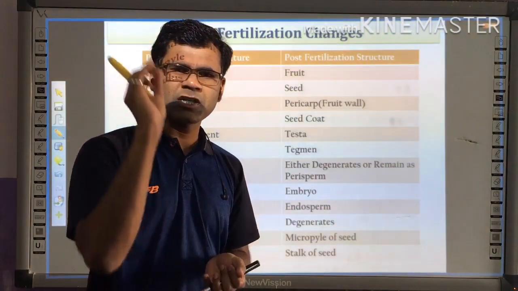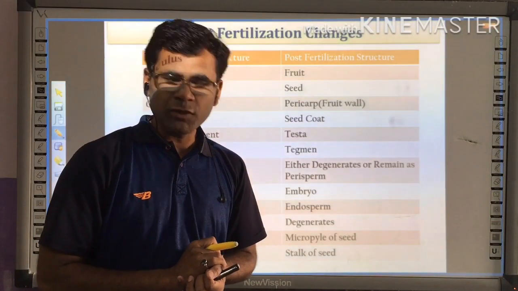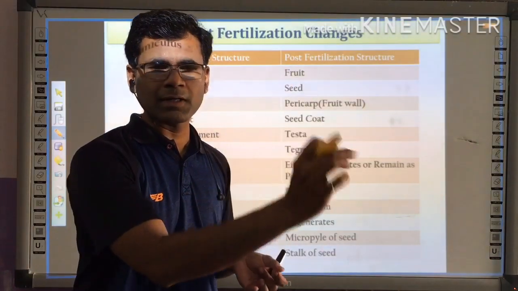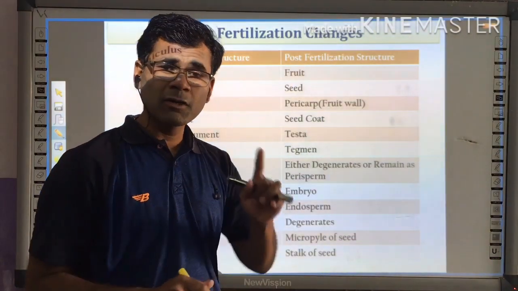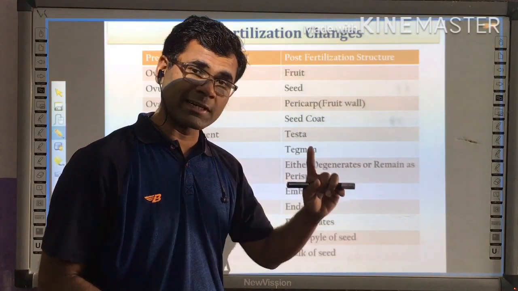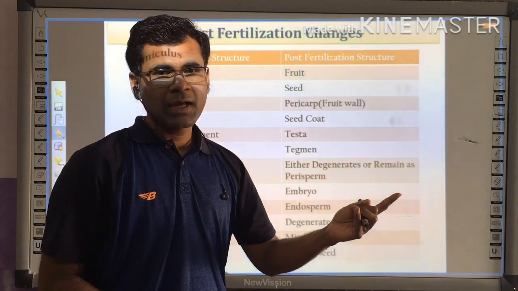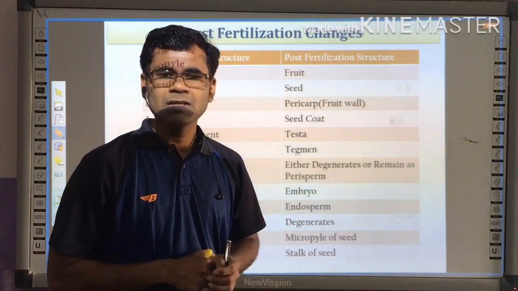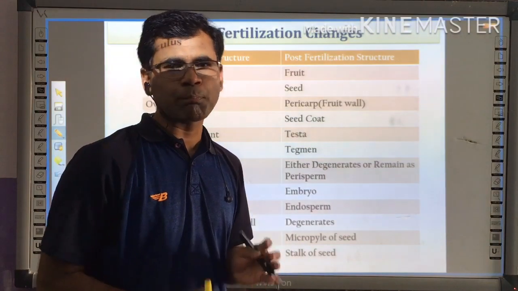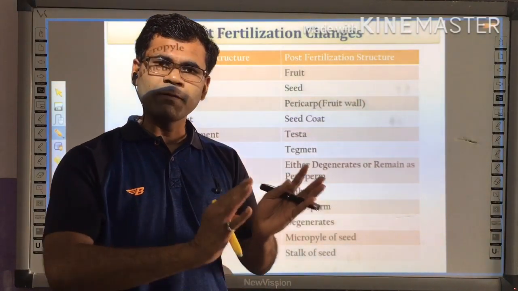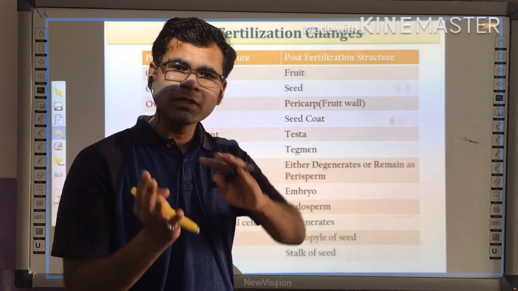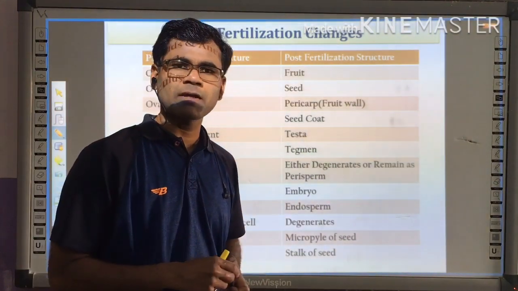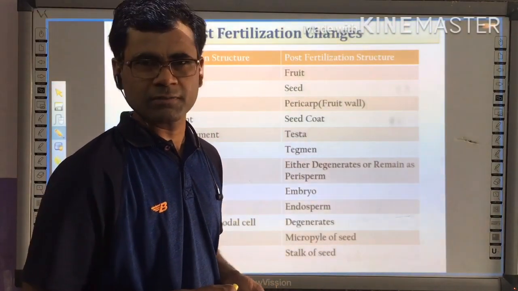Once double fertilization takes place, in which one male gamete fuses with the egg to form a diploid zygote, and another male gamete fuses with the polar cells to form a triploid endosperm, the scenario of the ovary changes. So let us discuss the various parts of the ovary before fertilization and what happens to them after fertilization. This will be the beginning of the topic of seed and fruit formation.